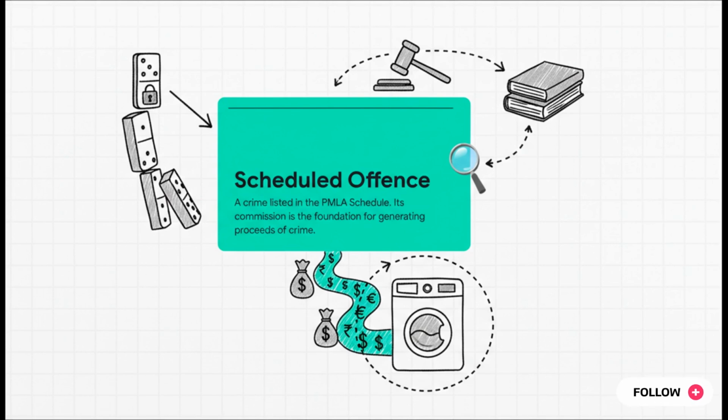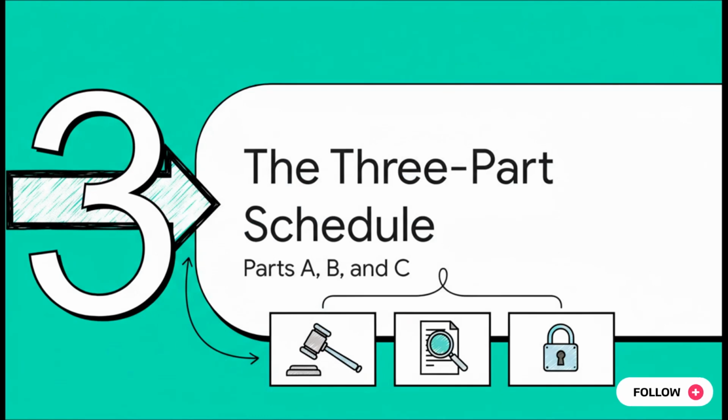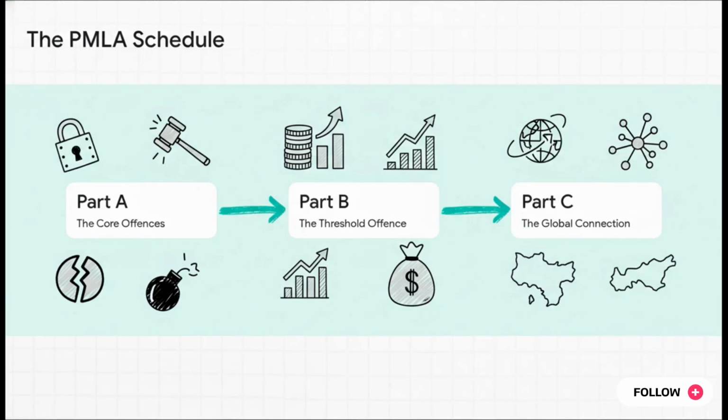It can't even begin. All right, so now we're going to decode this list. And I bet you're picturing just one giant, endless list of every crime imaginable, right? Well, it's actually way more organized than that. The government has broken it down into a schedule with 3 very distinct parts, and each one has its own specific purpose. So here's our roadmap. We've got Part A, which is all about the really serious core offenses. Then there's Part B, which is interesting because it's all about a financial threshold. And last, Part C, which deals with the global connection. Let's break them down one by one.